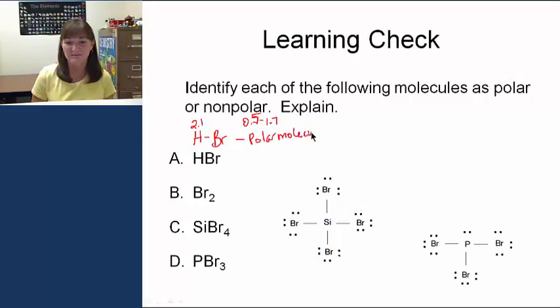Polar molecule, because it has polar bonds. Here we have just two bromines together, so I don't even need to go look up the electronegativity values, because I know when I subtract them it's going to be 0. So the bond here is nonpolar, so because of that the molecule is going to be nonpolar.